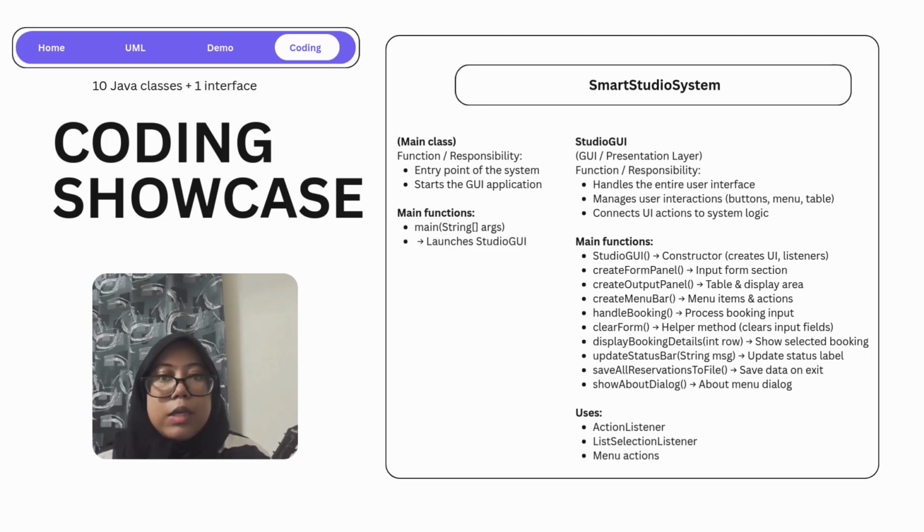Next, for Studio GUI. Studio GUI is the main interface class. It handles user interaction, but the work is split into smaller methods like creating the form, showing the table, handling button clicks, and updating the display. This makes the code easier to read and maintain. The methods used are createFormPanel, used to build the input form, createOutputPanel, used to show booking data, and the booking method, used to process user input. DisplayBookingDetail displays selected data, and clearForm resets the form.